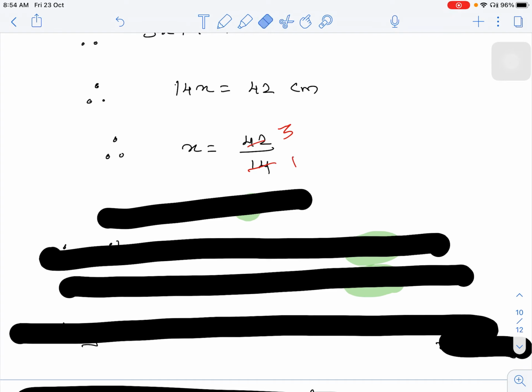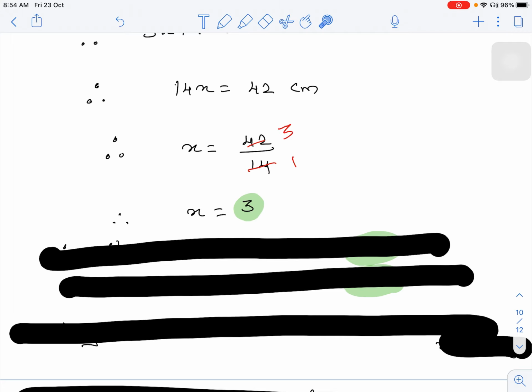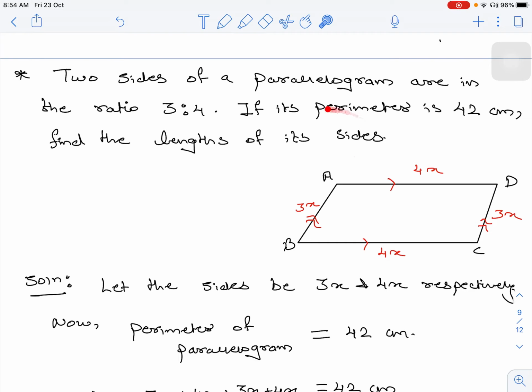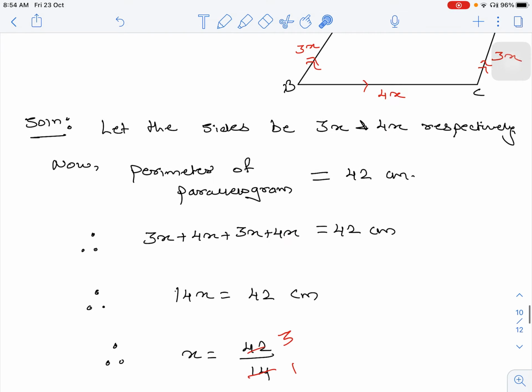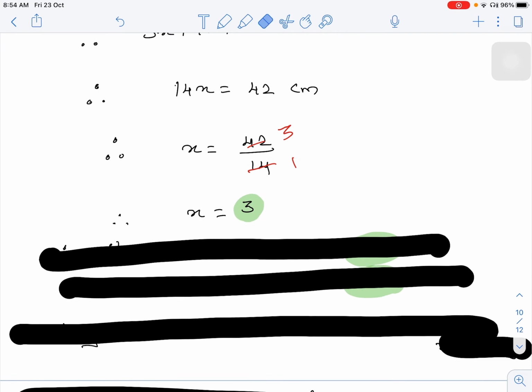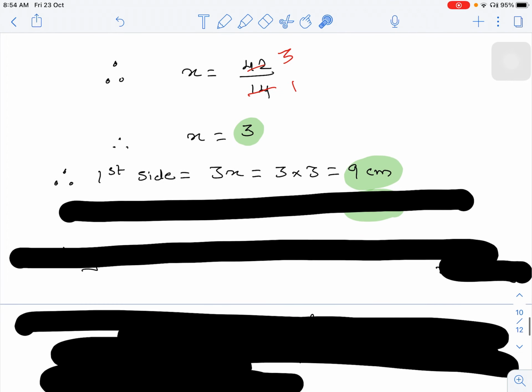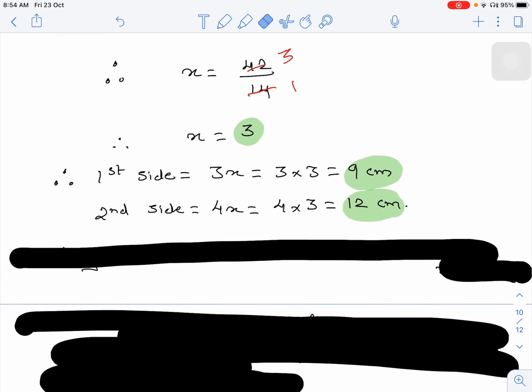Now we divide, and we get x equals to 3. But we want to find the length of each side. The length of first side is 3x, which is 3 into 3, so our answer will be 9 centimeter. Similarly for second side, 4x, which is 4 into 3, that is 12 centimeter.